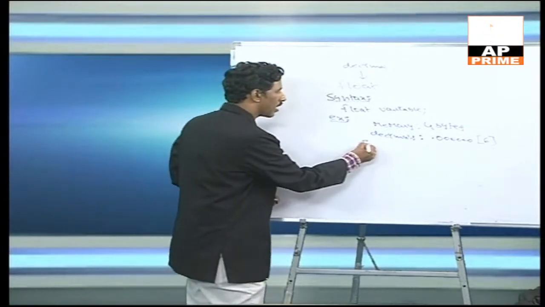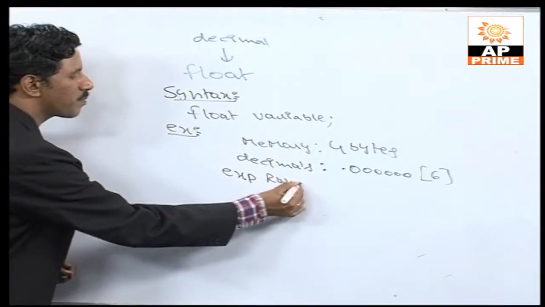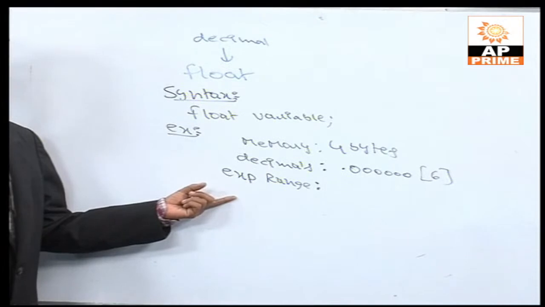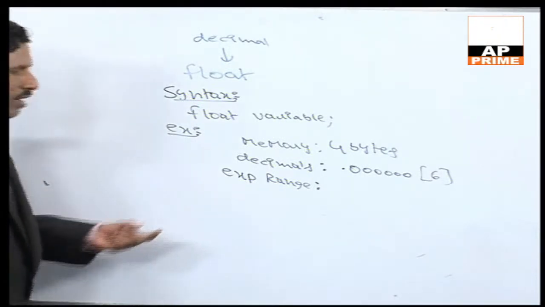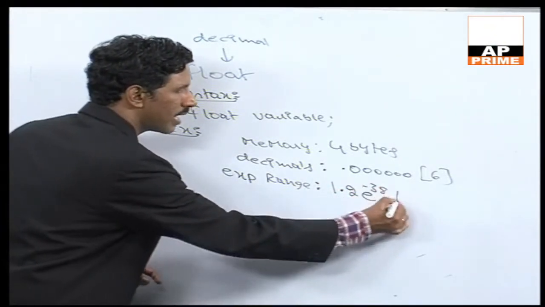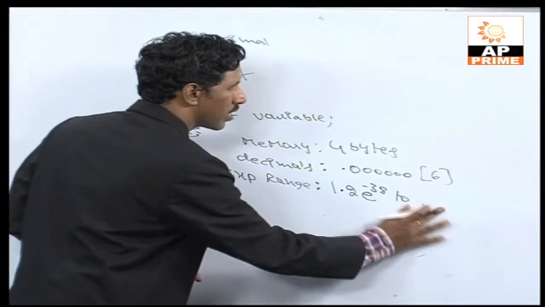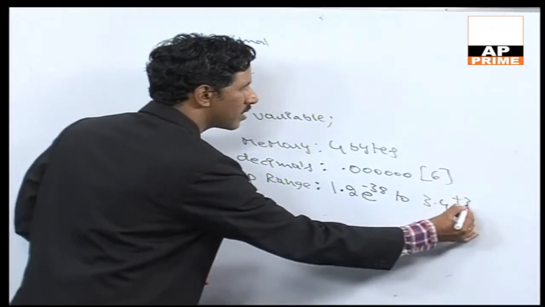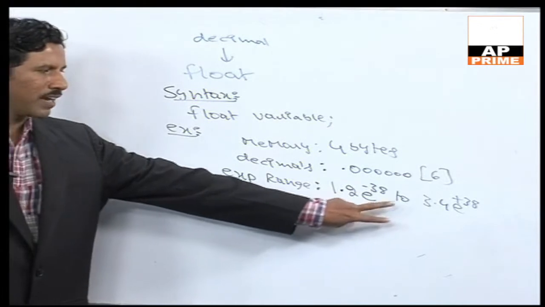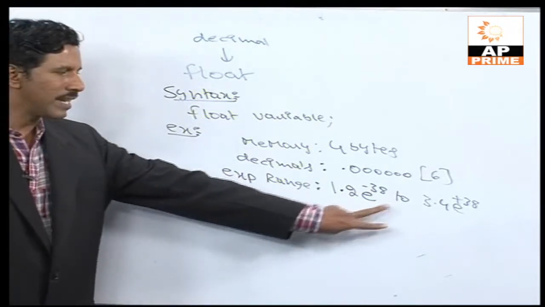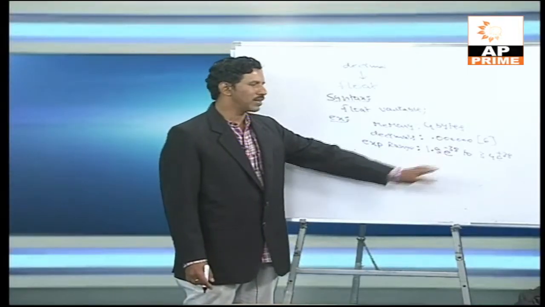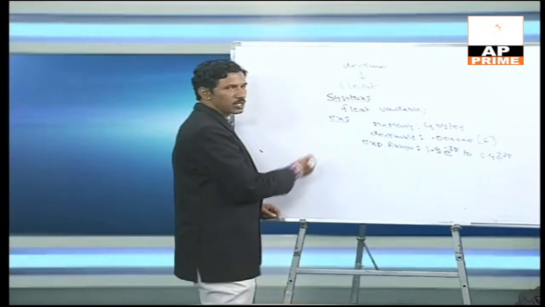And the float data type also allows an exponential value, the EXP range. What is meant by EXP? Exponential value, E power values. Logarithmic values are also allowed under floats. Like 1.2 E power minus 38 to 3.4 E power plus 38. This range of exponential is also allowed under which data type? The float data type. That is the float discussion.